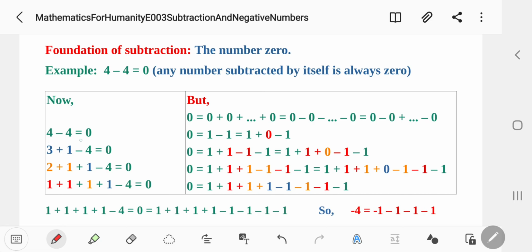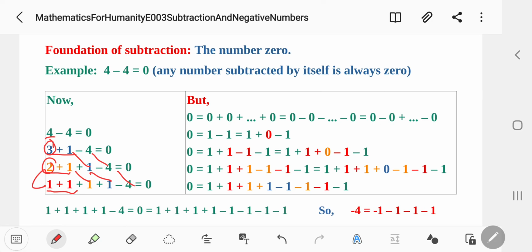So here, 4 minus 4 is equal to 0. We can write 4 as 3 plus 1, right? Because by the rules of addition, if you add 1 to a number, it gives you the next number. So 3 plus 1 is equal to 4. So you can write 4 as 3 plus 1. But then you can write 3 as 2 plus 1. You retain negative 4 here and the 1 there. That's still equal to 0. But what is 2? 2 is 1 plus 1. And then you have the 1, and the 4 here.